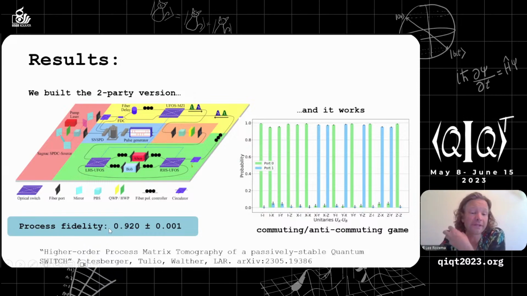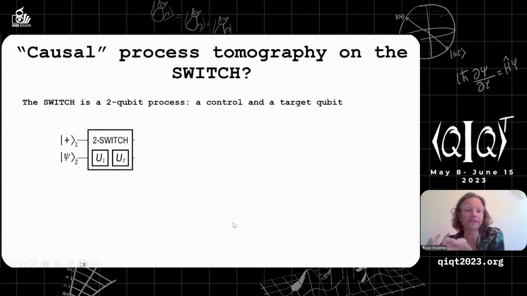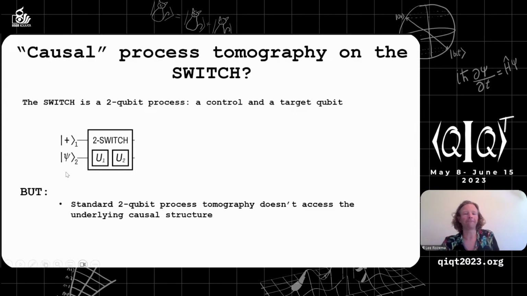I'm not going to get into the details of the process tomography, but I do want to mention that we actually had to develop a new theory to do process tomography on the switch. And the reason is as follows: if you imagine the switch in some quantum circuit-like picture, you can imagine some box which implements a quantum switch, and we have a control qubit and a target qubit. So this is a 2-qubit process. However, standard 2-qubit process tomography doesn't access the underlying causal structure that we're trying to get at.